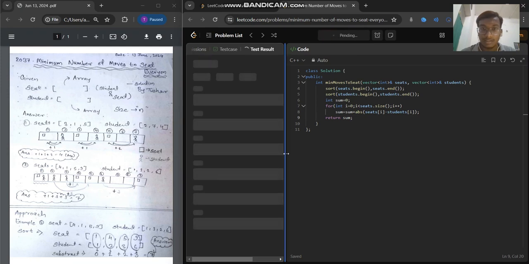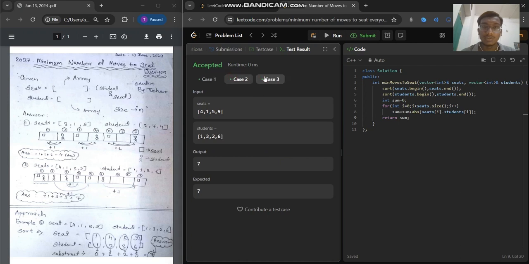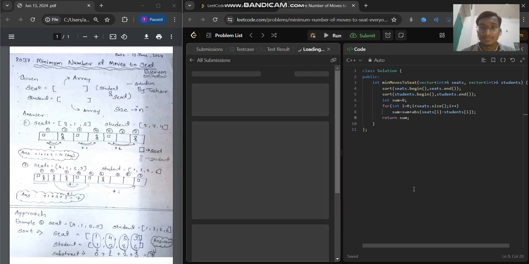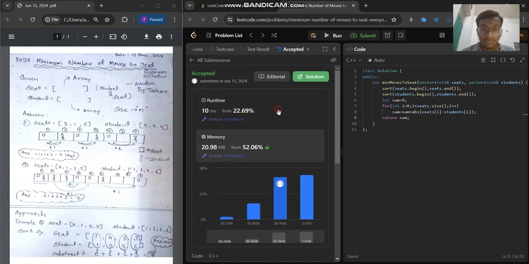I am running the test cases. Yes, you can see that all three of the test cases are passed, and now I am submitting my result. Yes, you can see all the test cases are passed, and I got the accepted.